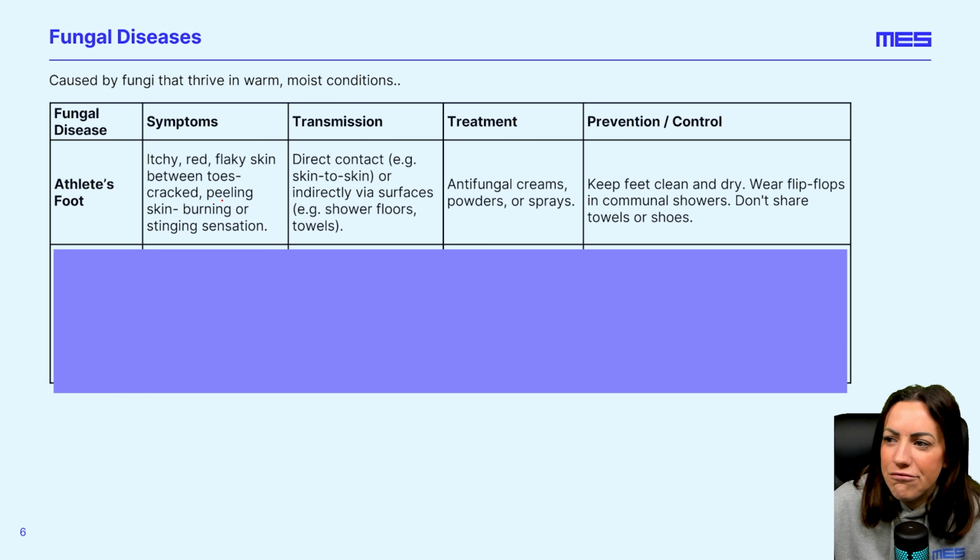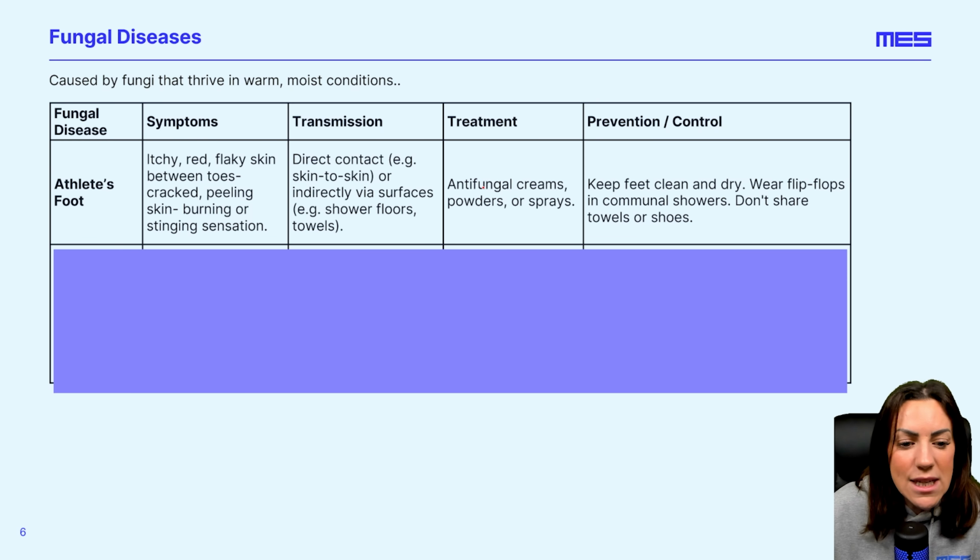Symptoms would be itchy, red, flaky skin between the toes, cracked, peeling skin. I'm sure you've seen images, or maybe someone you know has had athlete's foot, right? And that can cause a burning, painful, stinging sensation on the skin. It can be transmitted through direct contact, so skin-to-skin contact of the skin of an infected person with a non-infected person. But it can be spread indirectly via surfaces, so using a towel that an infected person has previously used, or walking on the same shower floor, or walking on the floor in a public swimming baths where someone that's infected has previously been walking.